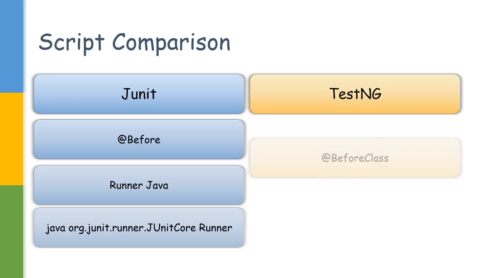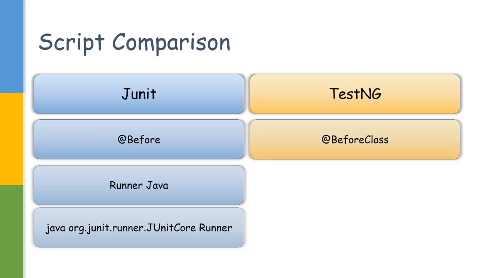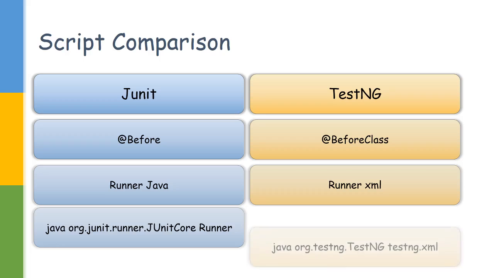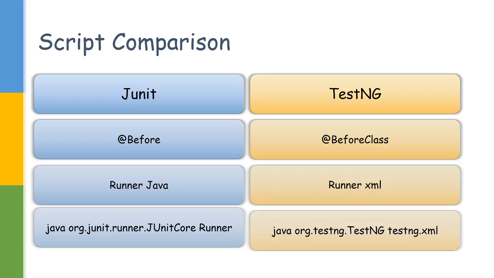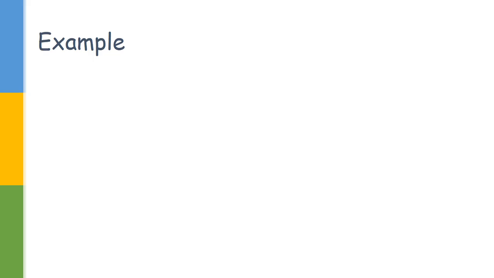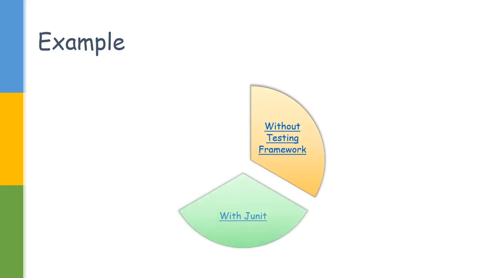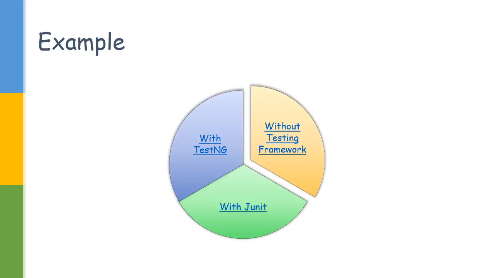When it comes to TestNG, it also provides annotations. There are different levels of annotation which can be run before class, before method, and before suite. Here the runner is an XML runner. And to run TestNG through the command line, you will be using TestNG and the TestNG XML. Let us see these example codes so that we can see what advantages they provide.